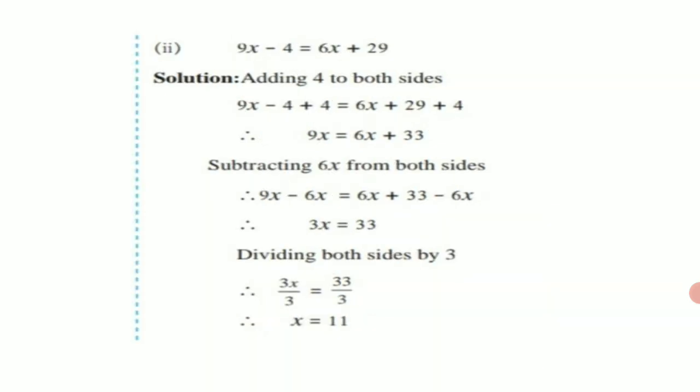Then the next example, 9x minus 4 is equal to 6x plus 29. Solution, adding 4 to both sides, 9x minus 4 plus 4 is equal to 6x plus 29 plus 4. 9x is equal to 6x plus 33. Subtracting 6x from both sides, we get 9x minus 6x is equal to 6x plus 33 minus 6x. Therefore, 3x is equal to 33. Dividing both sides by 3, we get 3x upon 3 is equal to 33 upon 3, and therefore x is equal to 11.